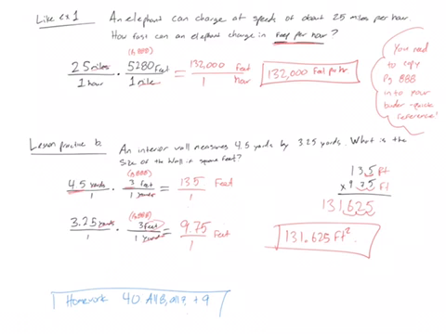Alright, your homework assignment is page 40. You can do all of them from this lesson, lesson 8, all from lesson 7, and then, of course, the 9 of your choice, giving you a total of 20 problems.